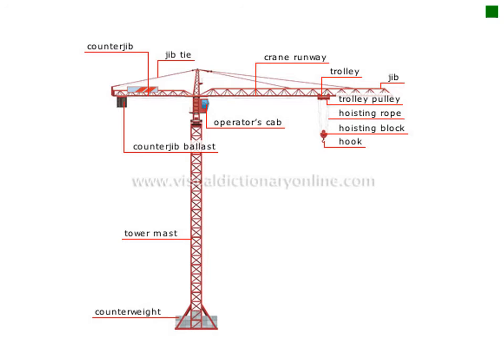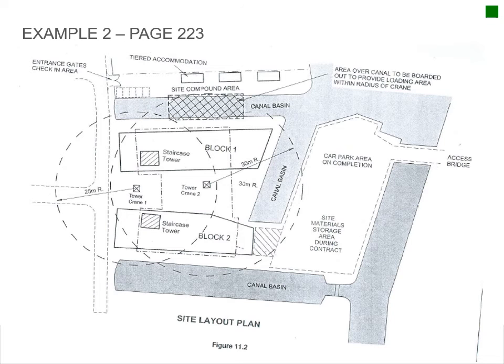Okay, just to put the drawing on for you. So example 2, proposal 1, you've got a proposal of having one fixed crane on this side and another fixed crane on that side. The one with a 25 meter radius and the other one with a 30 meter radius, and they actually overlap with each other.